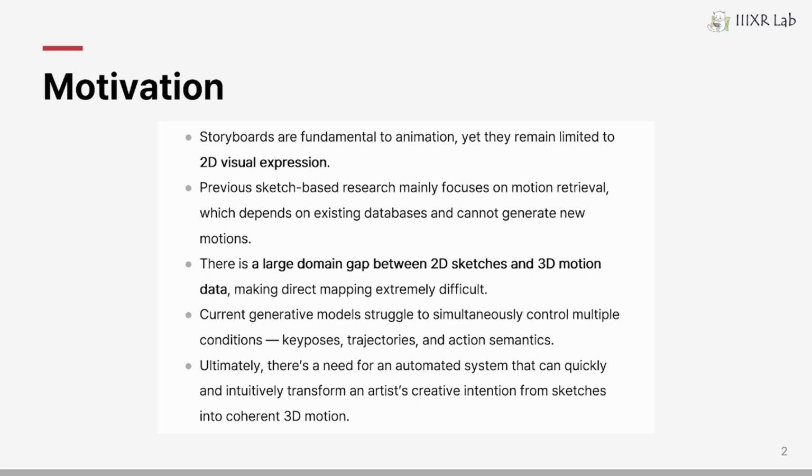Another key challenge is the large domain gap between 2D sketches and 3D motion data. A sketch is static and visual, while motion data is dynamic and high-dimensional. Directly mapping one to the other is extremely difficult. In addition, current generative models struggle to control multiple conditions simultaneously, such as key poses, trajectories, and action semantics within a single motion generation process.